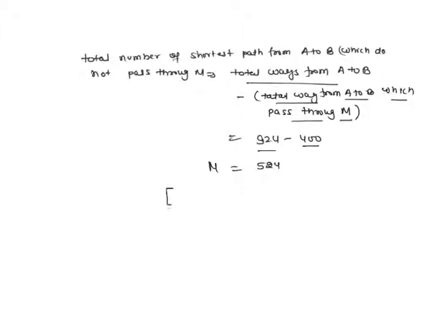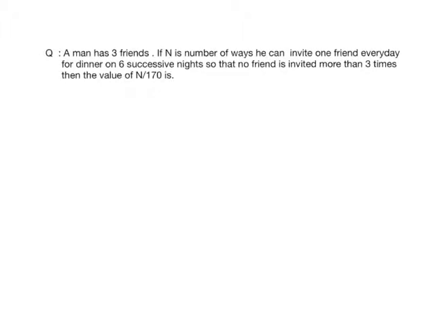So greatest integer of N by 10, that means greatest integer of 524 divided by 10. So this will come greatest integer of 52.4, that is 52. This is your answer.